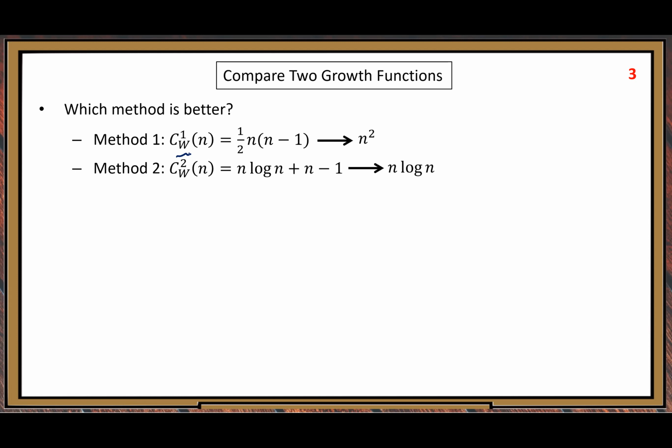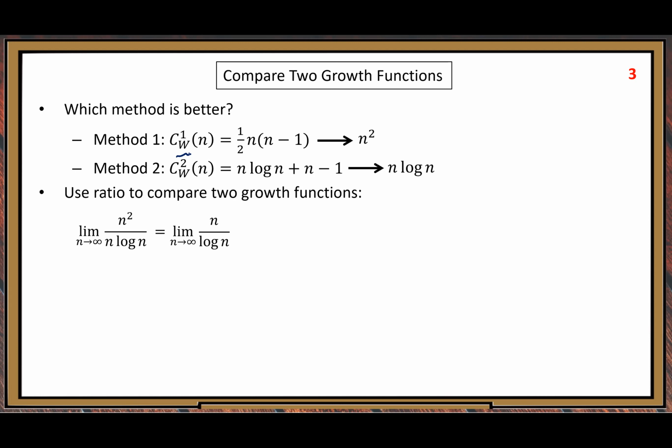We use ratio to compare these two growth functions, just like what we did in the previous slide. But here, let us consider the ratio of these two growth functions when n goes to infinity. This time. All right. After cancellation, we find the limit when n goes to infinity of n over log n, the n function over the log function.